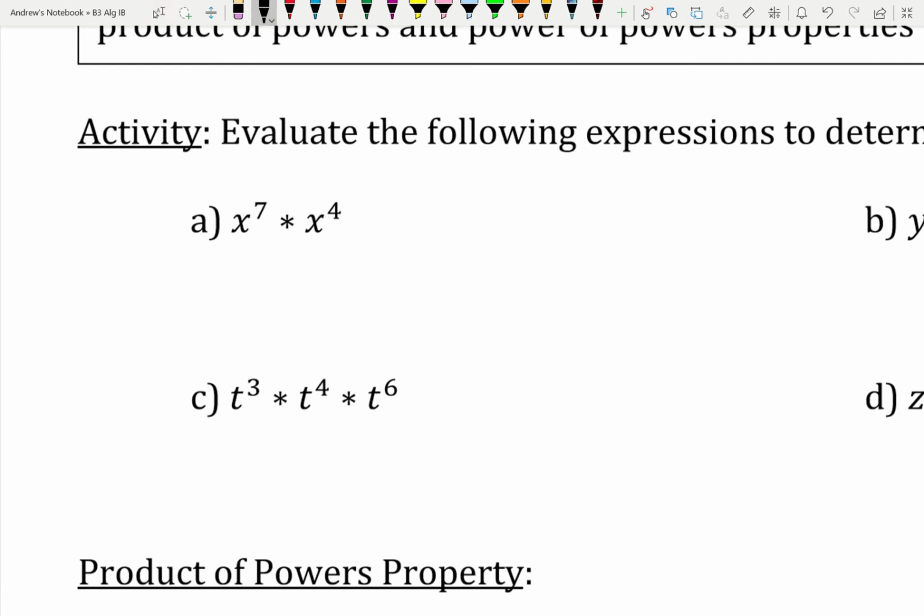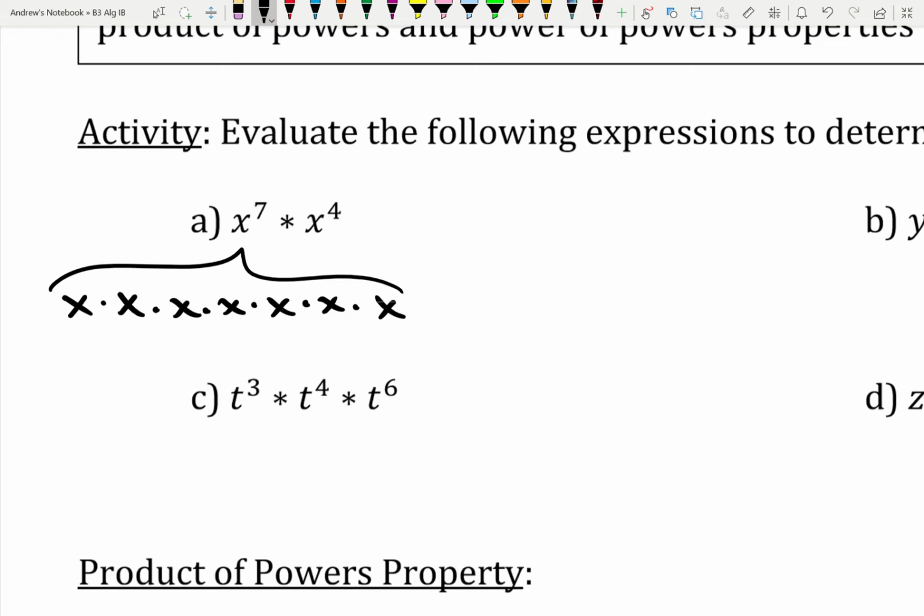So what we're going to do is take a look at some of these and try to figure out what the general rule is for them. You might already be thinking, oh, I know what to do with this. X to the 7th means that I have 7 x's all multiplying each other. Right? So 3, 4, 5, 6, 7. That's all what x to the 7th means.